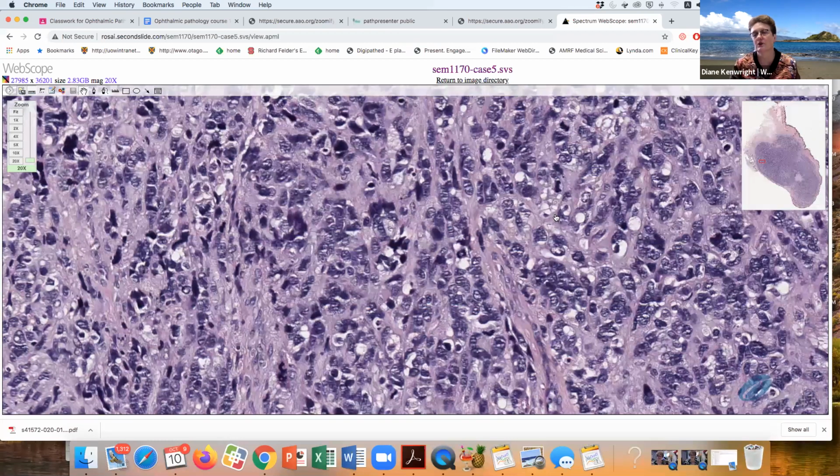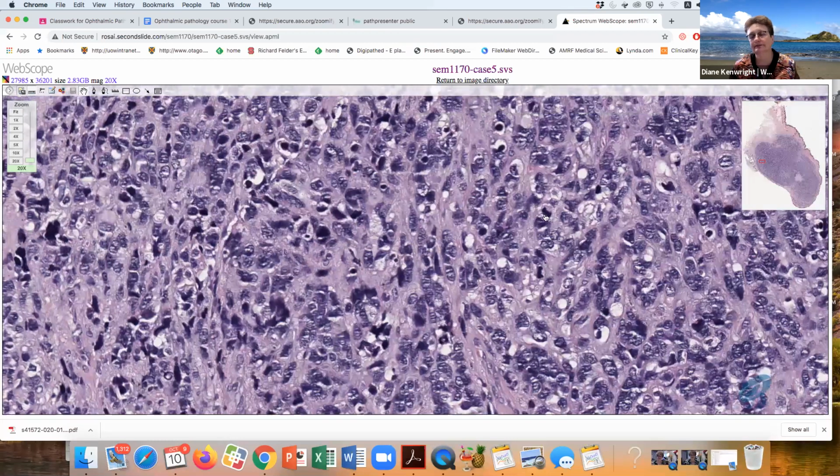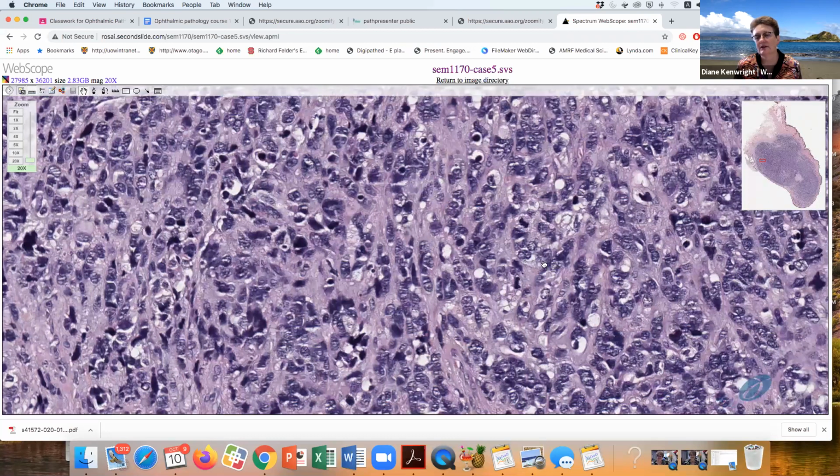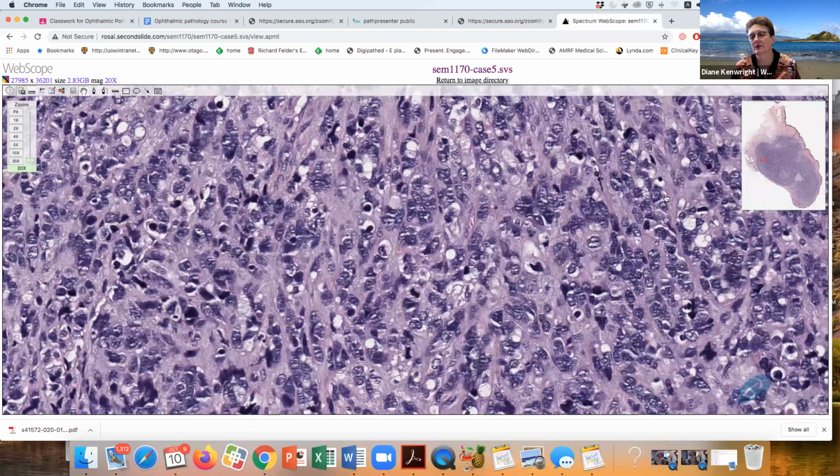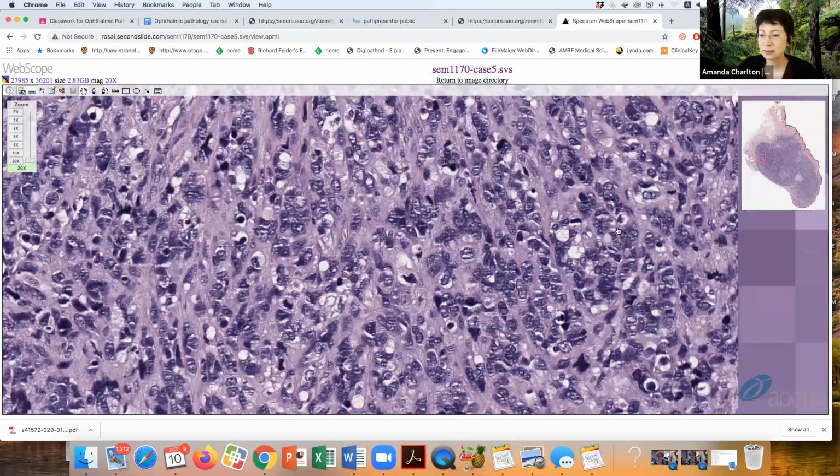Someone's got little legs sticking out of it. I thought there were apoptotic figures too, lots of them. Yeah, there are. So sometimes it's easy to confuse apoptotic figures and mitoses. They can look quite similar. That cell's looking as if it's dying and undergoing apoptosis, which is why we only count the ones that have actually got little legs sticking out of them. Here's another mitosis. Okay. Any other questions in the chat or free form?